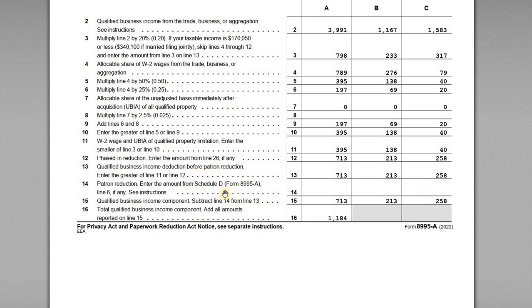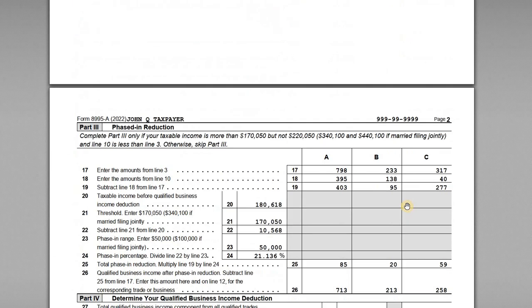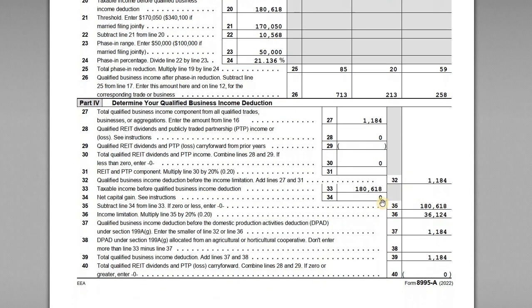We didn't need to complete a Schedule D, right? So 14 can be blank, and then line 15 is asking us to subtract line 14 from 13, which is 0. We just have our line 13 values here, and then we add all of these up for our line 16 total value. Now, once we have our line 16 value, we can jump down to part 4 and figure out our actual QBI deduction that's going to be flowing through up to page 1 of the 1040.